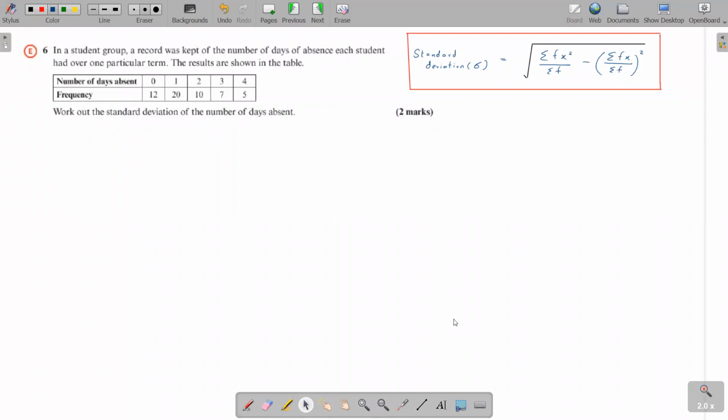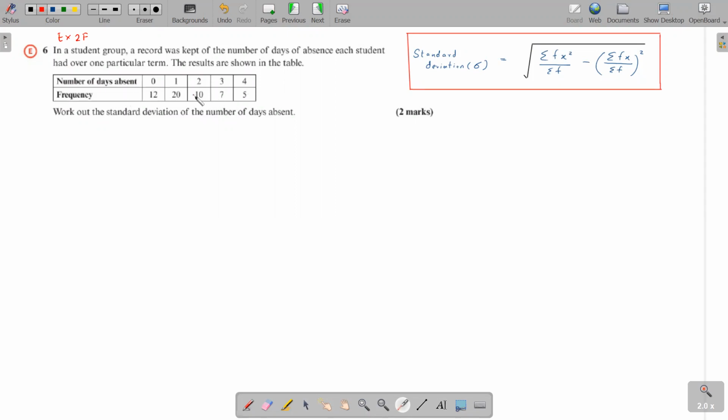Okay, so we'll move on with exercise 2F. This is exercise 2F, question number 6. We'll do one more question to work out the standard deviation. So they say here, in a student group, a record was kept of the number of days of absence each student had over one particular term. The results are shown in the table.